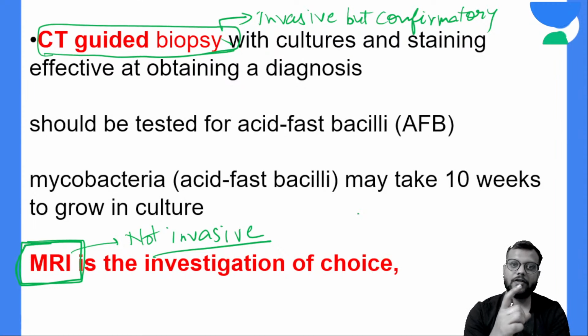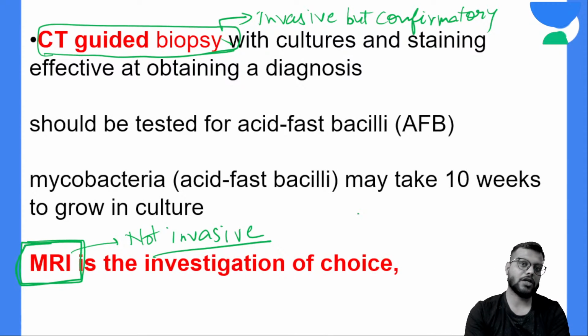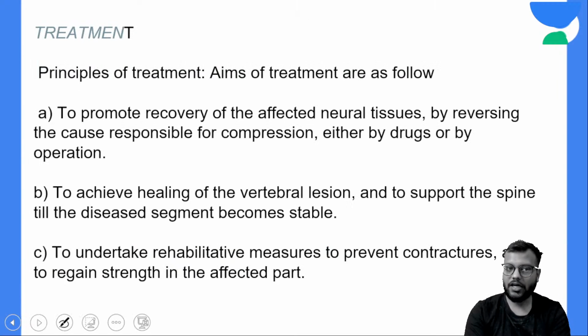In MRI we see the films and the lesion, and we can diagnose that yes, it is Pott Spine, but we cannot confirm it. For confirmation, you always have to go for the CT guided biopsy. So investigation of choice will be MRI. If the question is confirmatory investigation of choice or investigation for the confirmation, then that will be the CT guided biopsy. And if it asks what will be the next step of management, then the answer will be your CT guided biopsy. Okay, treatment has 3 aims.